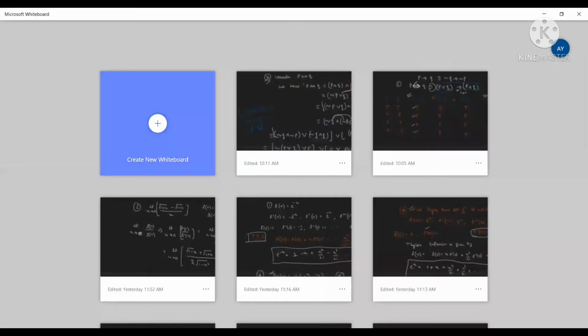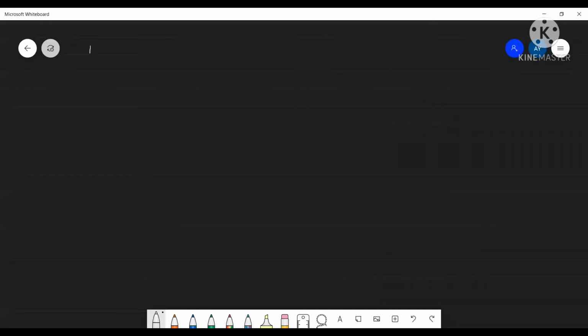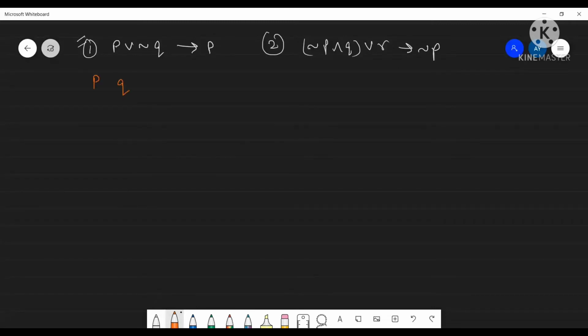Next, we'll look into truth tables. There are a few truth tables. The first one asks to construct the truth table for P or negation Q implies P. The second one is negation P and Q or R implies negation P. So first we'll solve the first one. To solve the first one, first we have to take P, Q, and negation Q.